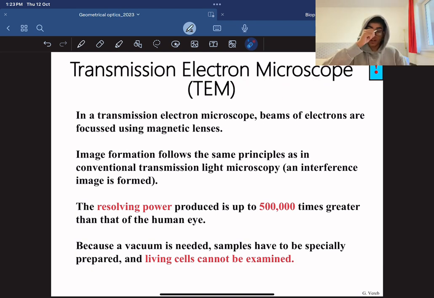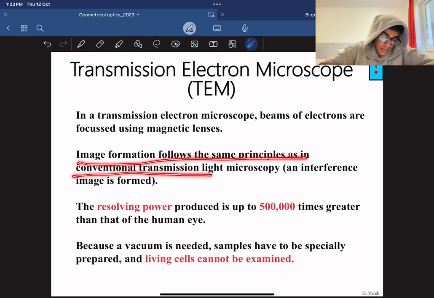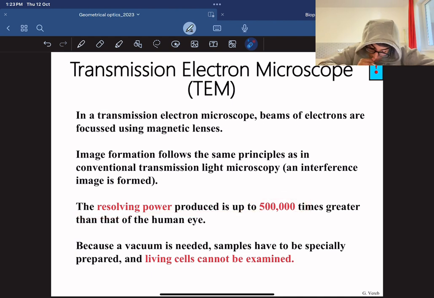Okay, guys? Remember that. In transmission electron microscopy, the electron beams are focused using magnetic lenses. Image information is formed on the same principles as in conventional transmission light microscopy. The resolving power produces images up to 500,000 times stronger than the human eye. Because a vacuum is needed for both TEM and SEM, no live samples can be used for SEM and TEM. Please keep that in mind.